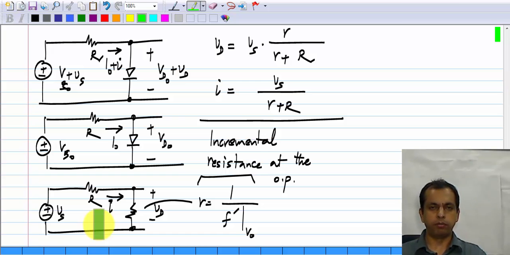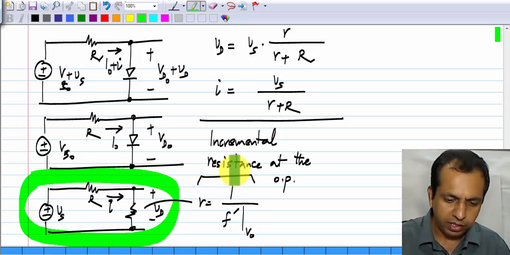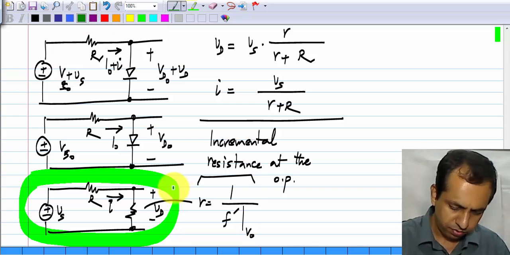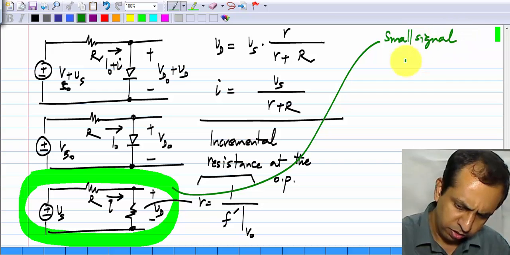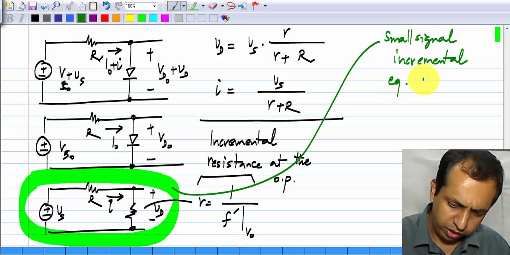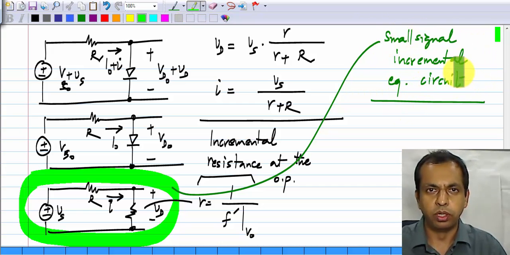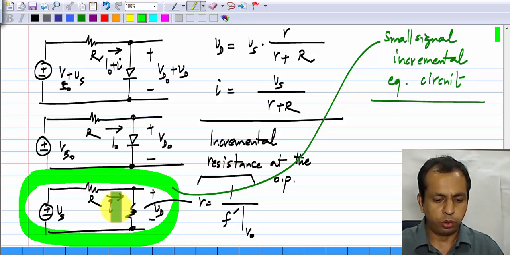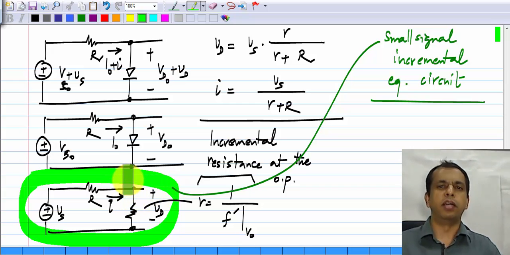they will have different equivalent resistances in general. Okay. And this circuit, which relates only the incremental quantities and is linear, this is known as the small signal incremental equivalent circuit. So, sometimes it is called the small signal equivalent, sometimes the incremental equivalent, and so on. You have to remember that this is valid only for increments about the operating point, and also it is valid only when the increments are sufficiently small, so that you can neglect the higher order terms.